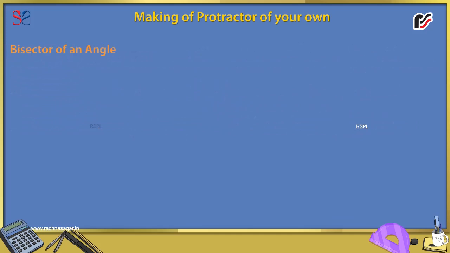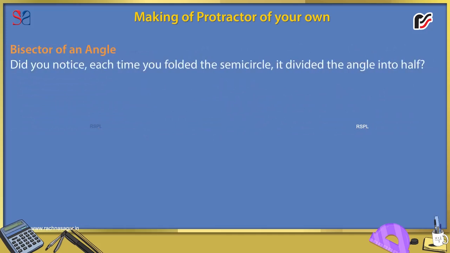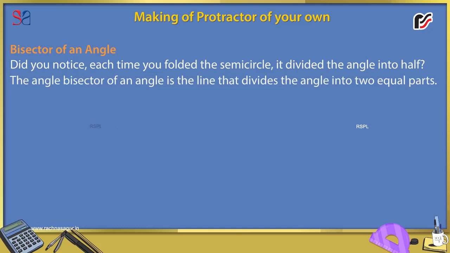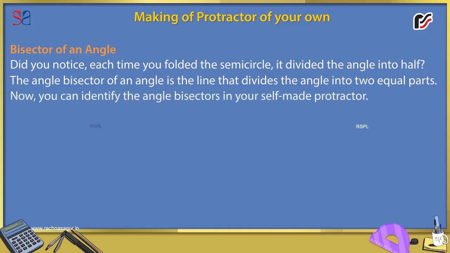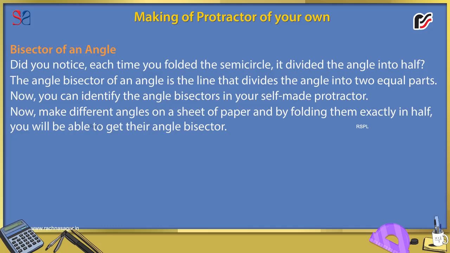Bisector of an angle. Did you notice each time you folded the semicircle, it divided the angle into half? The angle bisector of an angle is the line that divides the angle into two equal parts. Now, you can identify the angle bisectors in your self-made protractor. Now, make different angles on a sheet of paper, and by folding them exactly in half, you will be able to get their angle bisector.